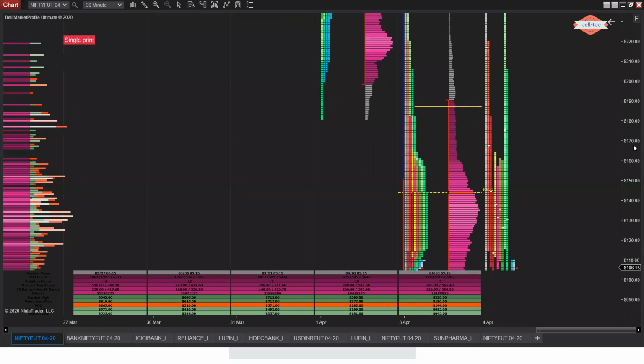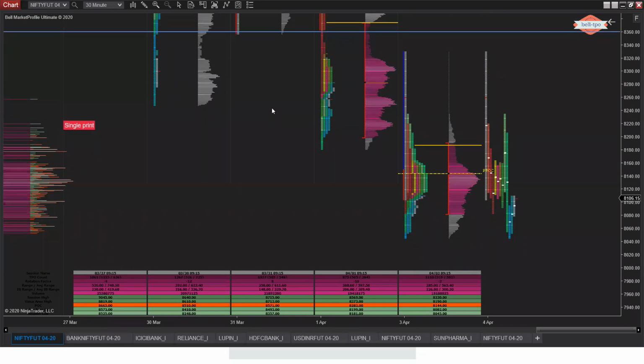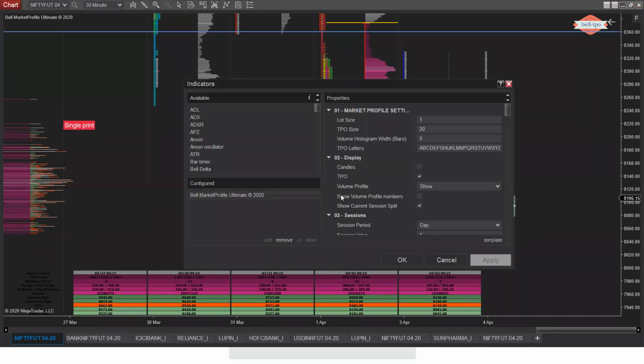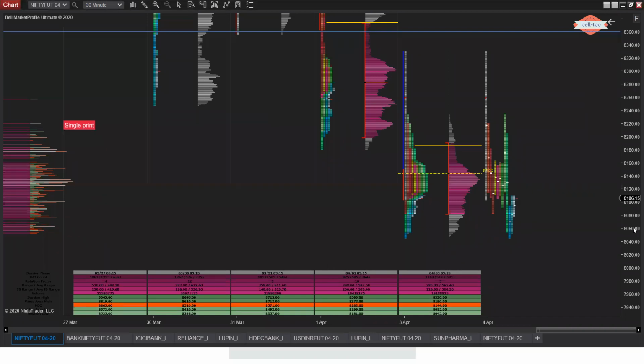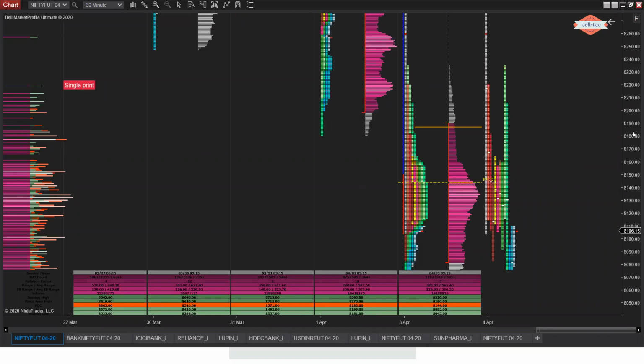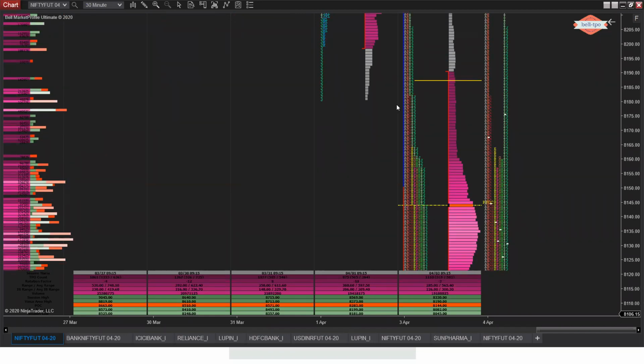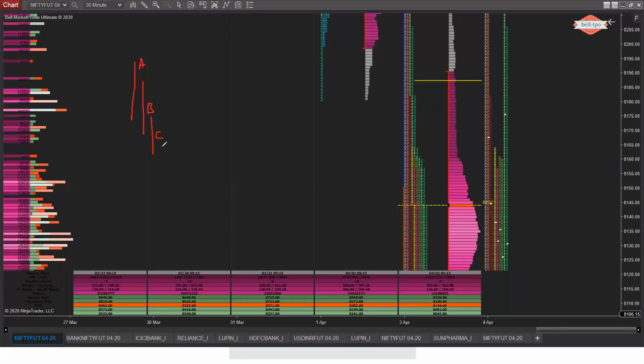For simplicity, I'm going to go to the indicators. Maybe better not; I prefer not to increase the TPO size. Let me use a standard regular size. The size I'm using is one point per TPO block. You can see the letters over here, and each letter is half an hour of activity. Letter A was going down, letter B also going down, letter C also going down, and letter D also going down.